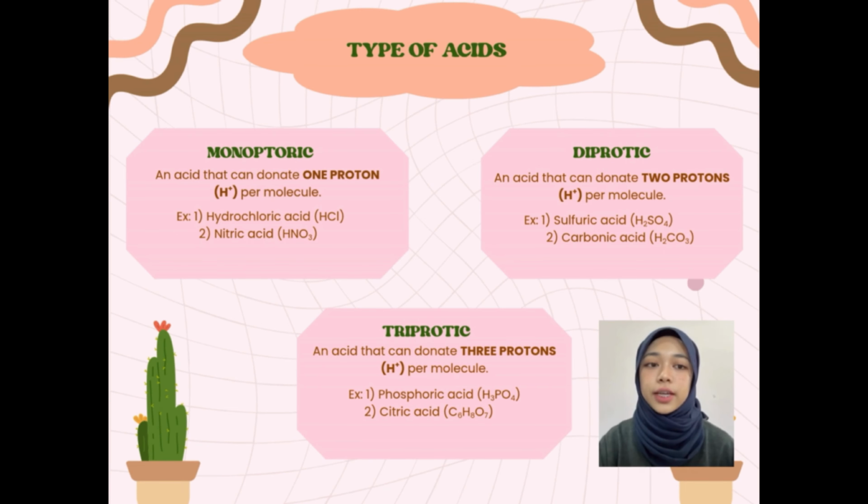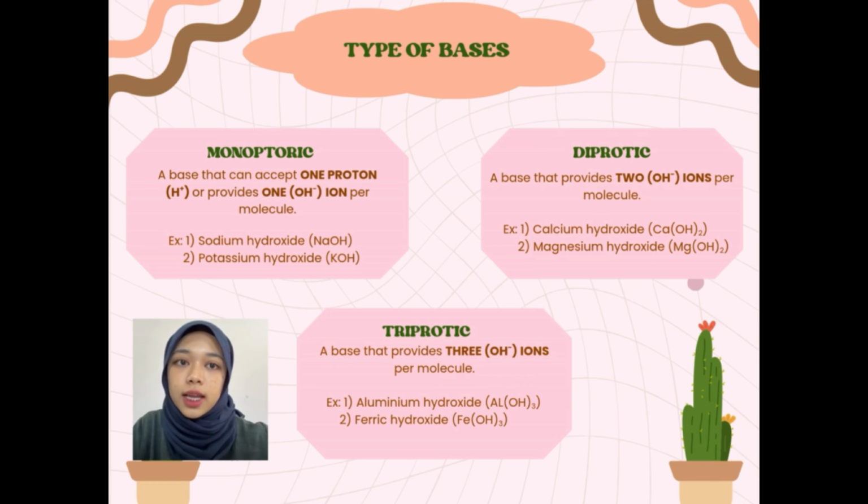For example, phosphoric acid and citric acid. Types of bases. A monoprotic base is a base that can accept 1 proton or provides 1 OH ion per molecule. For example, sodium hydroxide and potassium hydroxide. A diprotic base is a base that provides 2 OH ions per molecule.